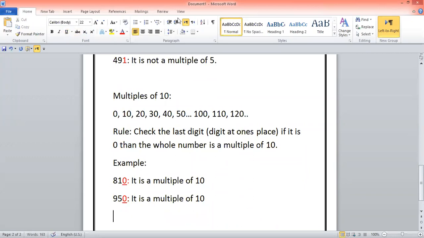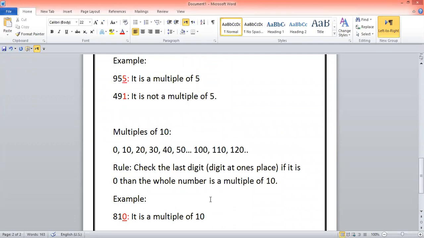Any problem in multiples of 10, guys? Yes, any problem in multiples of 10? No, sir. Go up. He's saying go up. Okay, I'm going up.